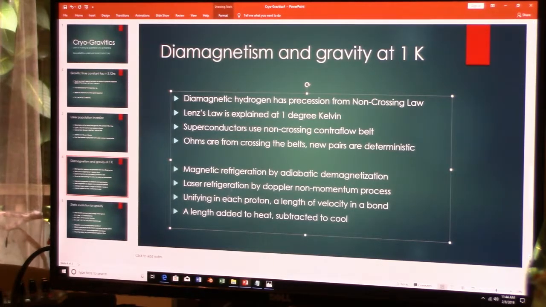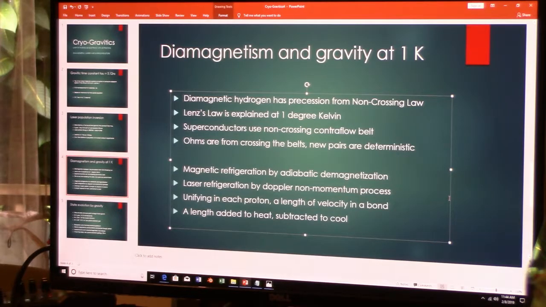And now also this laser refrigeration by Doppler is something that some people say has a momentum process. I say no, it's a non-momentum process, refrigerating things in light rays and laser beams capturing things, because it's not momentum, it's a length of a velocity in a bond. And that length adds heat, and taking length away takes away heat.